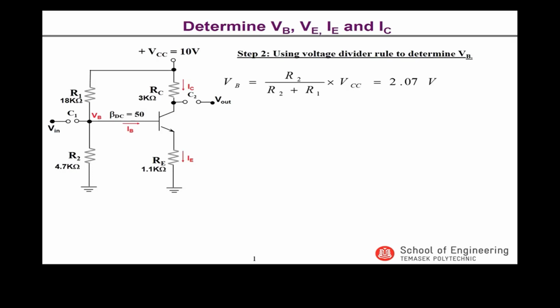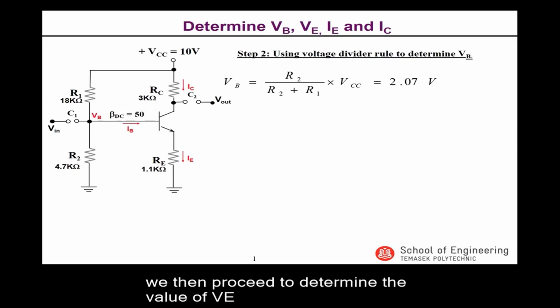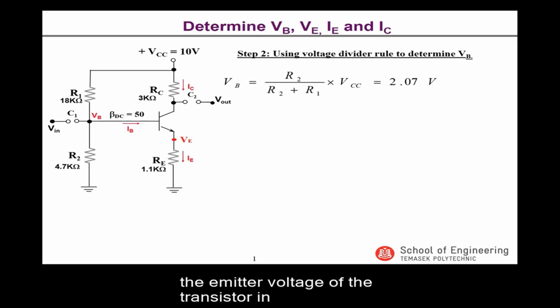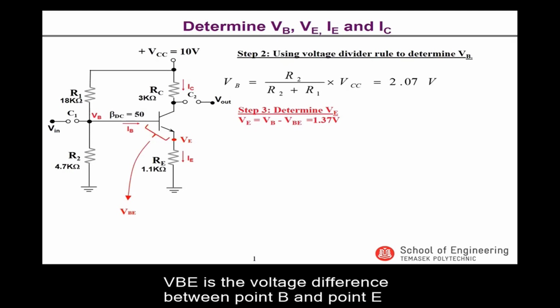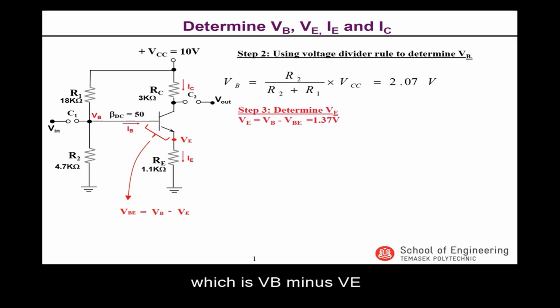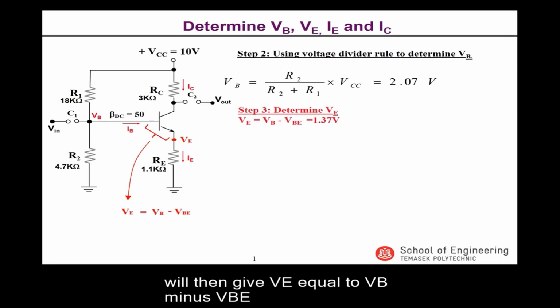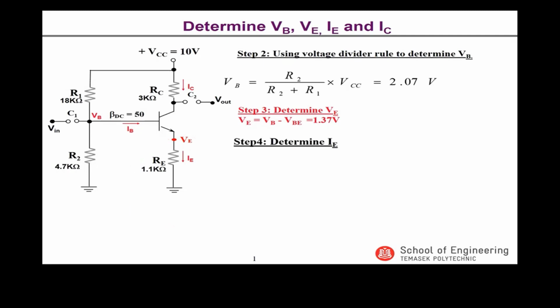After determining VB, we then proceed to determine the value of VE, the emitter voltage of the transistor, in step 3. Observe that VE is the difference between VB and VBE. VBE is the voltage difference between point B and point E, which is VB minus VE. Rearranging this equation in terms of VE gives VE equal to VB minus VBE, to give a value of 1.37 volts.